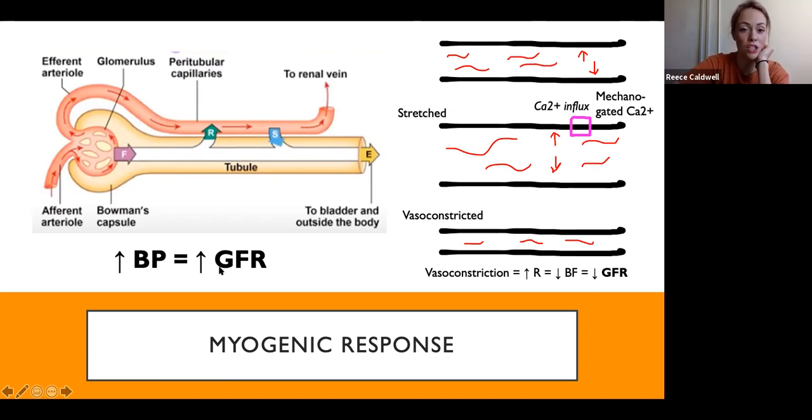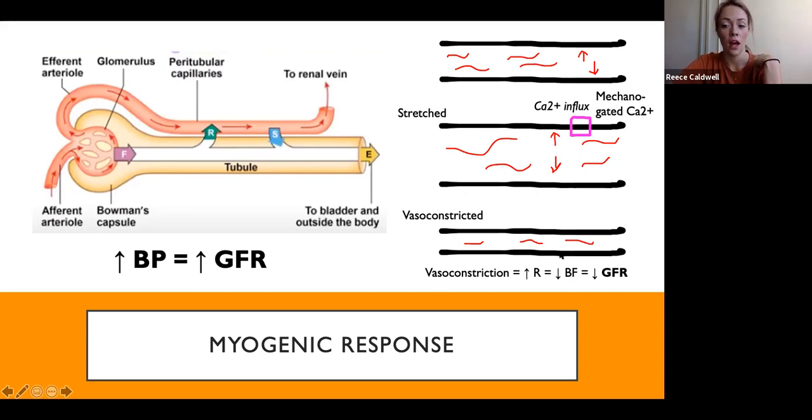So an increase in blood pressure means an increase in filtration rate, which means those vessels will stretch due to the increase in blood flow, which the myogenic response will detect, opening those mechanogated calcium channels. Calcium will flow into the smooth muscle cells of the arteriole, causing them to vasoconstrict, which leads to an increase in resistance, a decrease in blood flow, and a decrease in glomerular filtration rate. So, some of these go together.